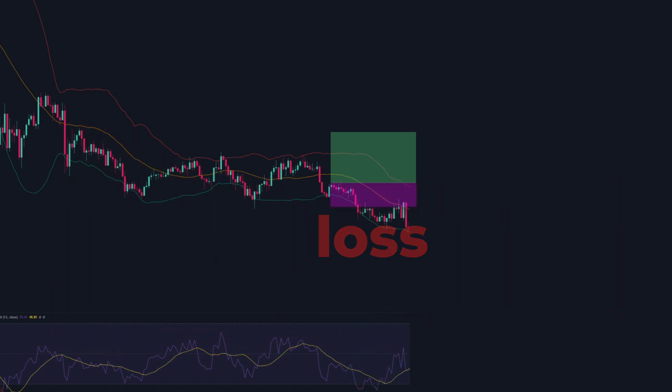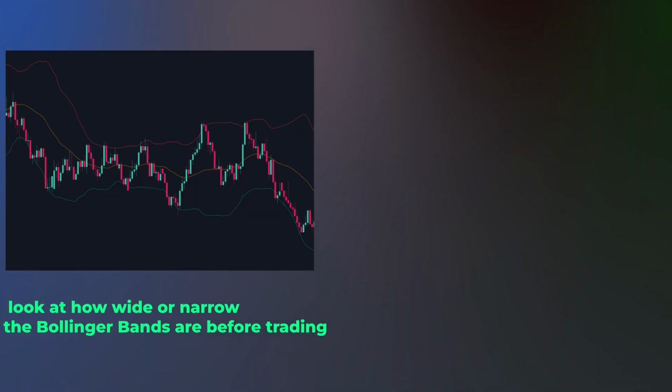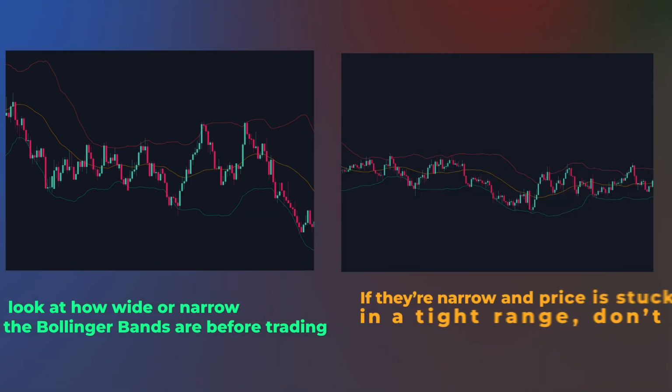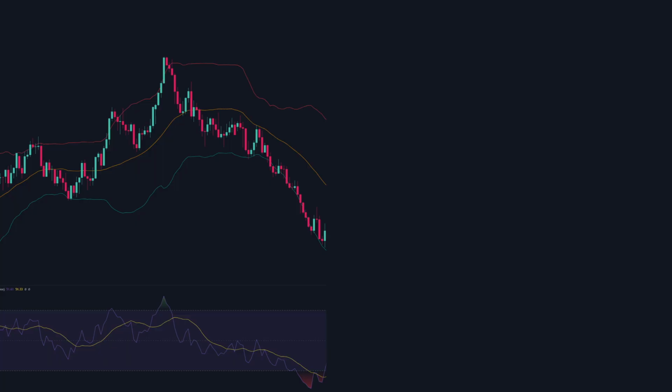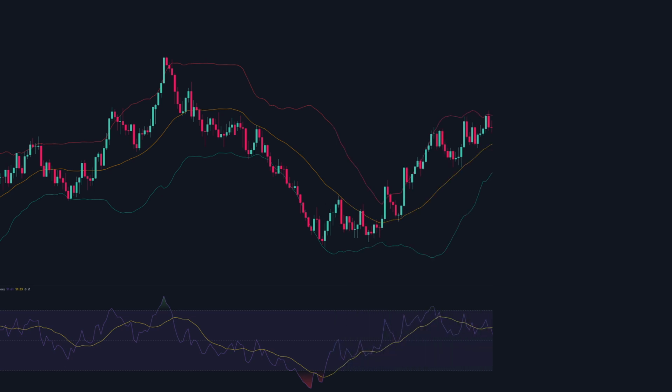To avoid this trap, look at how wide or narrow the Bollinger Bands are before trading. If they're narrow and price is stuck in a tight range, don't trade. Wait for a strong price move with momentum, where the bands widen and RSI confirms a true reversal.